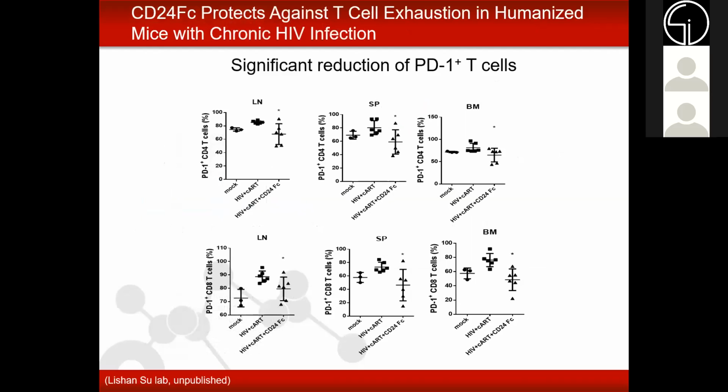And another important feature is there's a lot of T cell exhaustion. Even though the T cells are not dead in the COVID patient, the T cell is exhausted. They have very high PD-1 expression, which has already been shown in several papers. So here in this HIV model, we are showing that with the CD24FC, we actually can lower the PD-1 markers in both CD4 and CD8 T cells. The CD24FC can prevent the T cell death and prevent the T cell exhaustion.